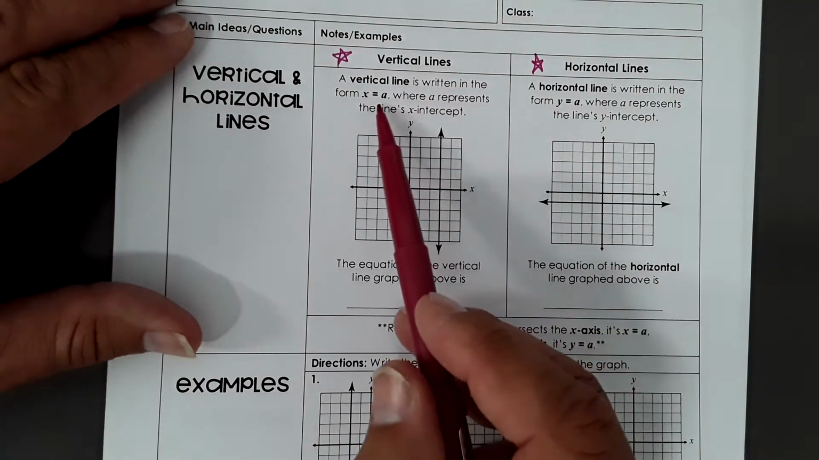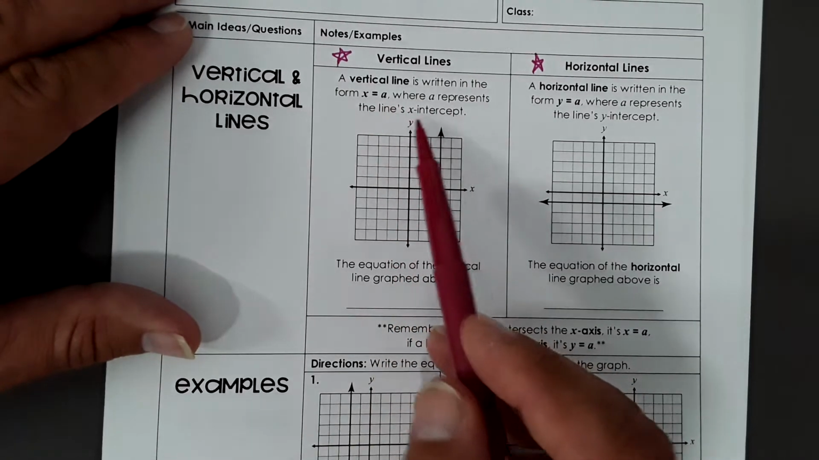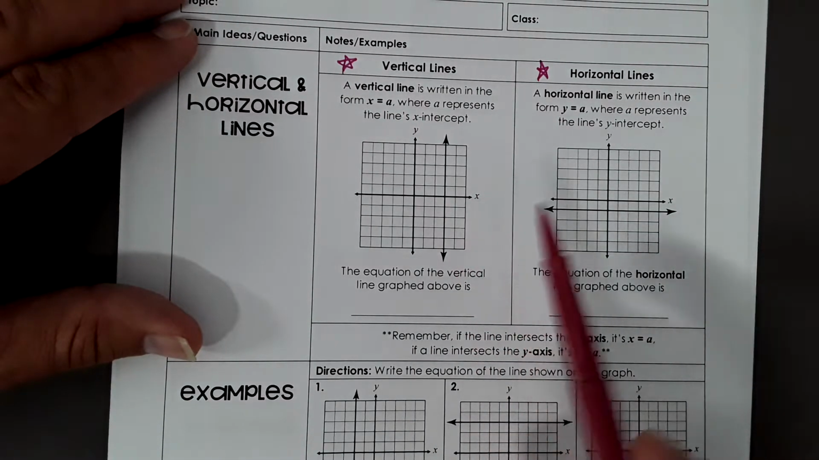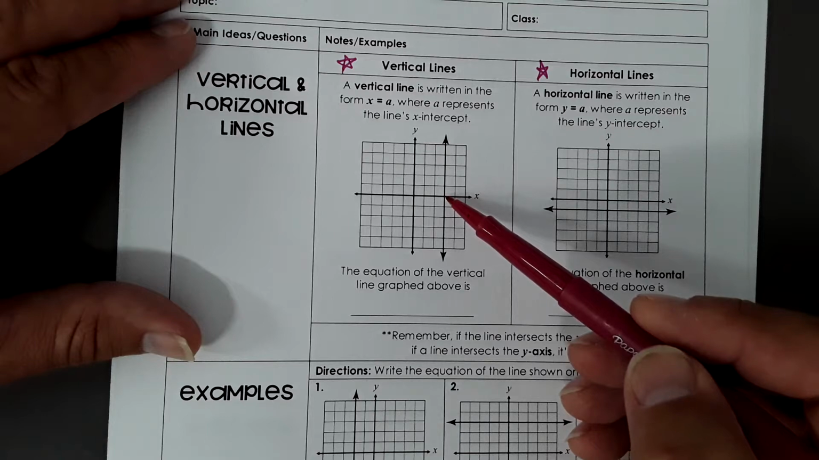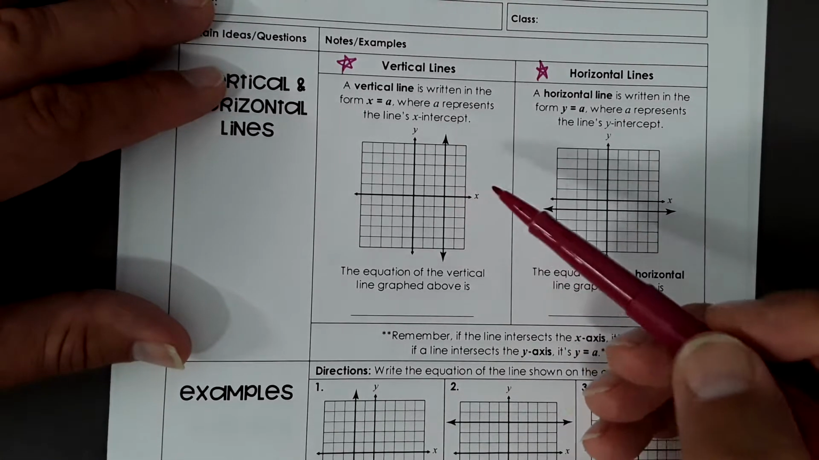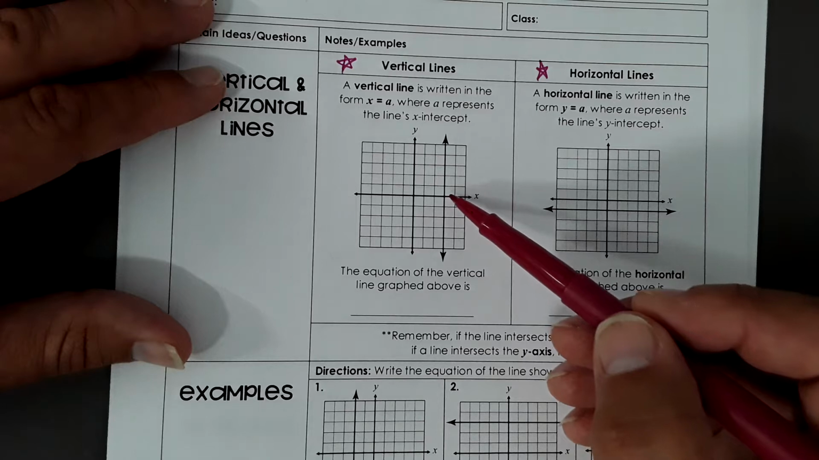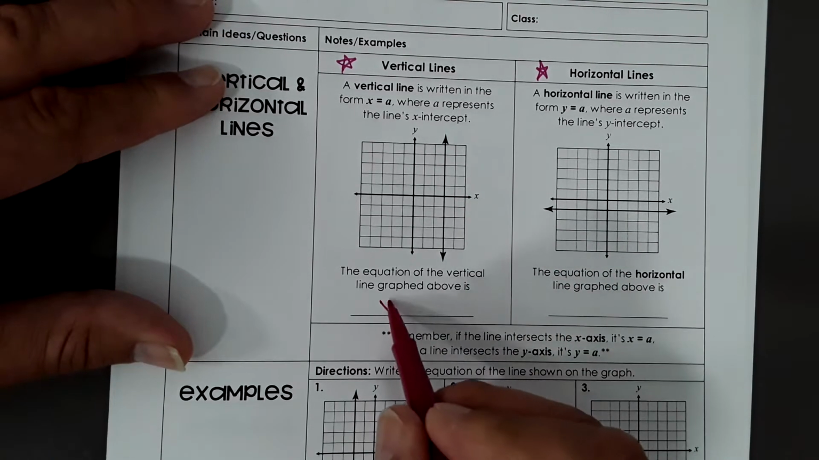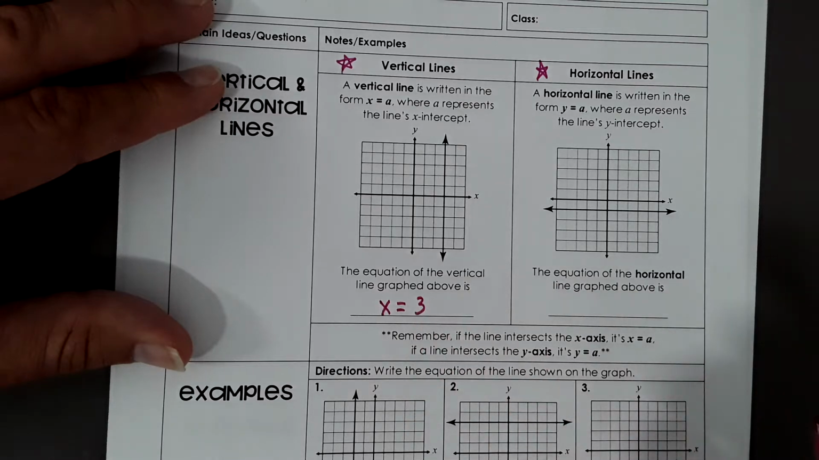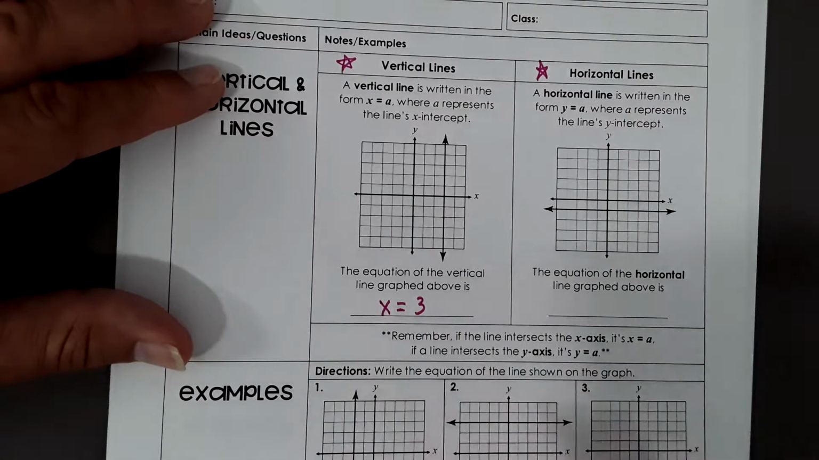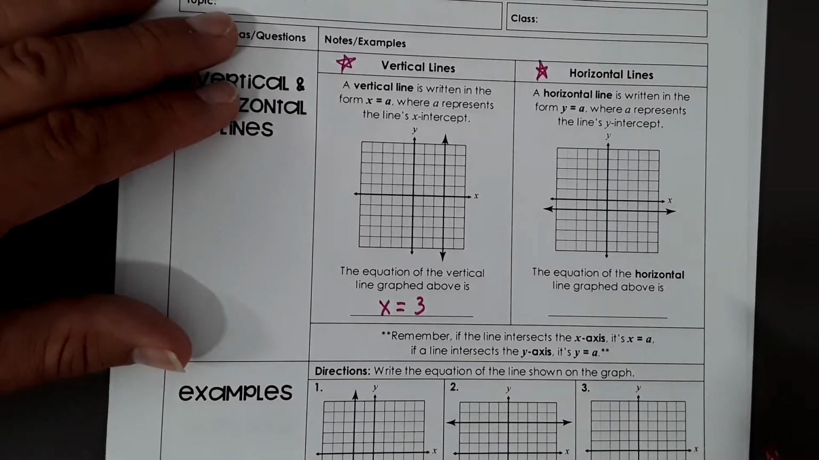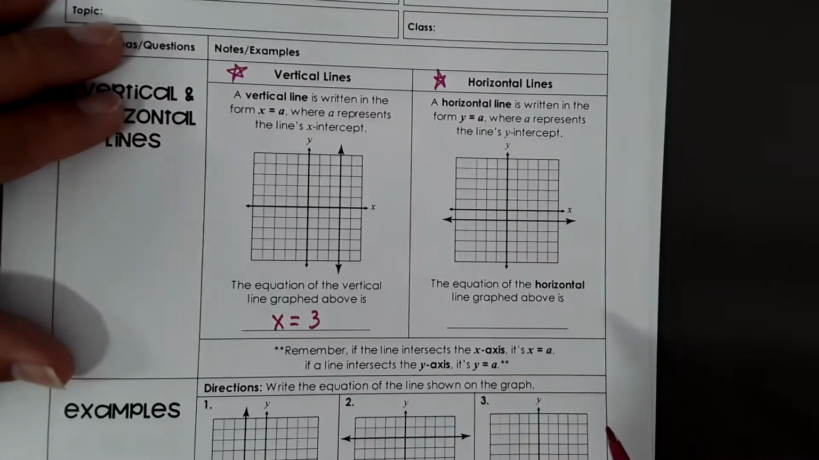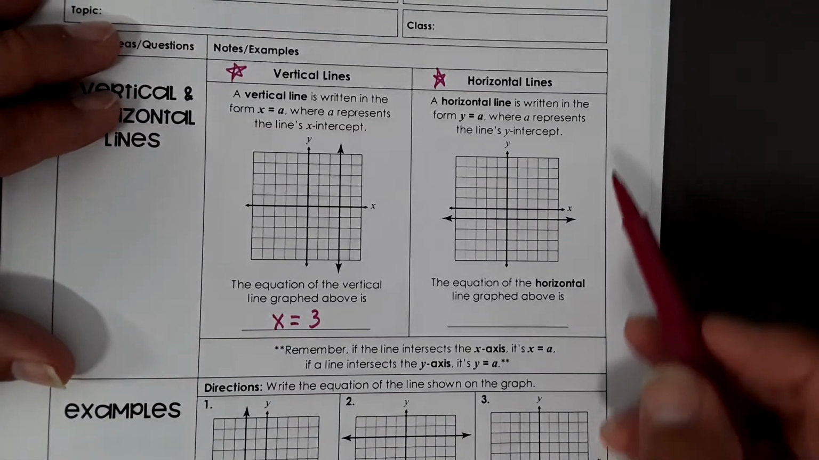So a vertical line is written in the form x equals a, where a represents where it crosses the x-axis. This vertical line here crosses the x-axis at 3. So I'm going to say that again, it crosses the x-axis at 3. So the equation is simply x equals 3. Notice there's no y number in here. There's no variable y in this. If one of your variables is not present in the problem, then you're talking about either a vertical line or a horizontal line.